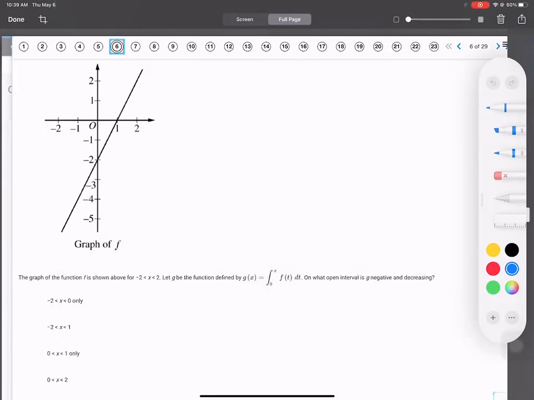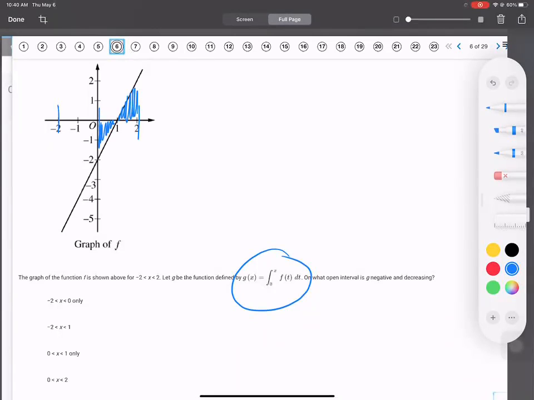The graph of the function f is shown above, from -2 to 2. Let g be the function defined by the integral of f between 0 and x. So we're taking the integral of f between 0 and x. If we're going to the right, we're going to add. That would be an example of us going from 0 to 2.